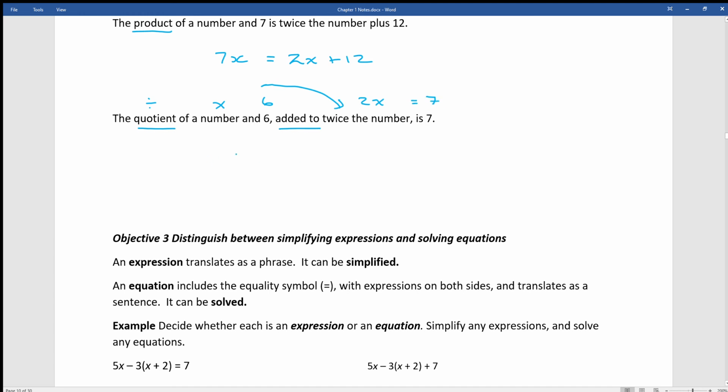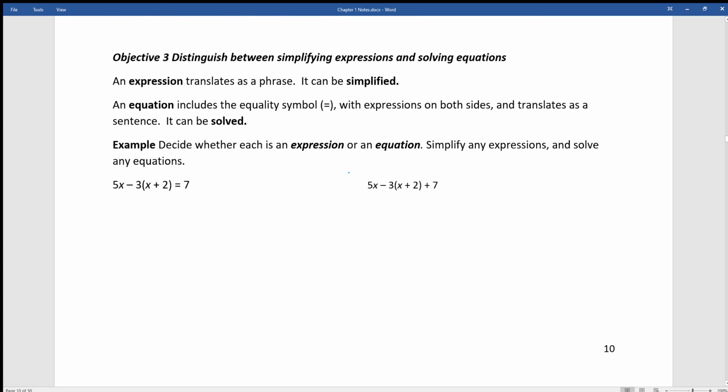So how do we do this? We've got the quotient of a number and 6. It's going to get added to, that's going to be the action, and it's going to get added to twice the number, and the answer is 7.